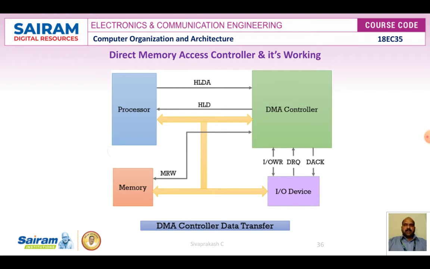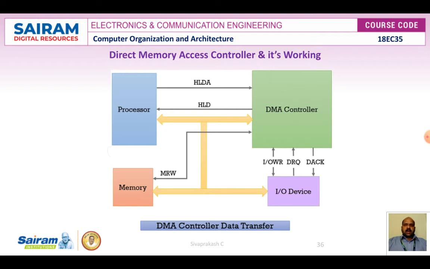Now the DMA controller can be a separate unit that is shared by various IO devices, or it can also be a part of the IO device interface. In this way, the direct memory access controller works with the processor to access the data from the memory or to the IO device.